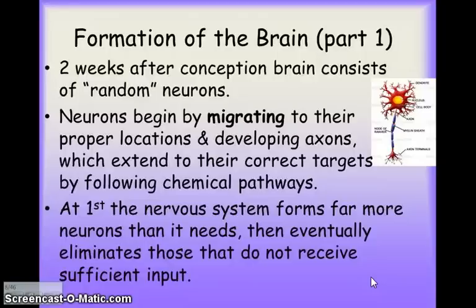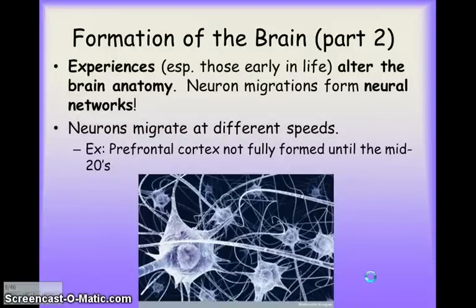Now at first, like I said, the nervous system creates way more neurons than it needs, basically to supply the system and to get things going. But then after a time period, it eliminates those that don't really do much. So again, if the neuron ends up not being needed or not being used, then the body kind of eliminates it.